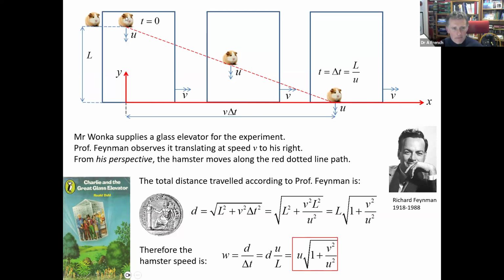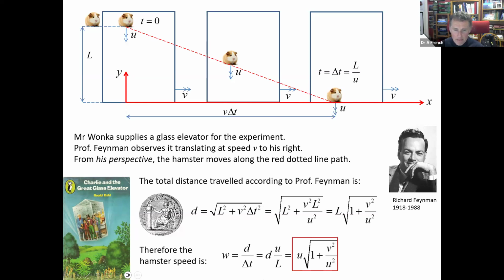So in delta t seconds, how long it takes the hamster to go from the top to the bottom, the glass elevator will move v delta t. Really simple kinematics. So there we go: L this way and v delta t this way. So how far has the hamster travelled? Well, we can use Pythagoras. There's Pythagoras: the square root of L squared plus v squared delta t squared is the distance from there to there.